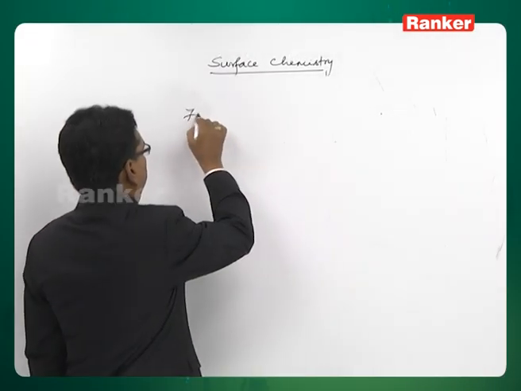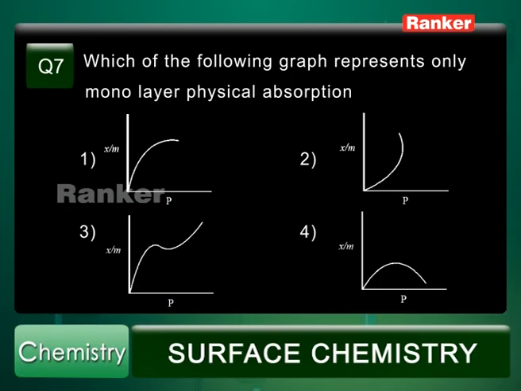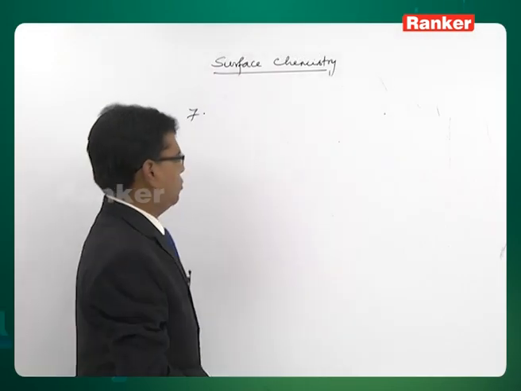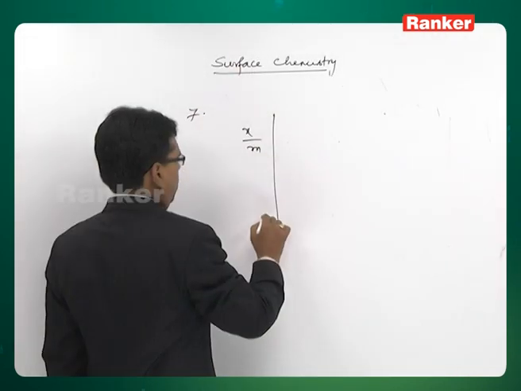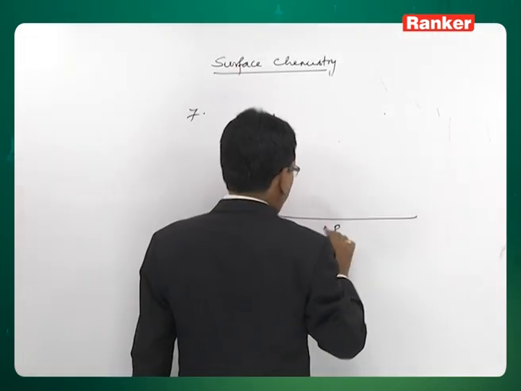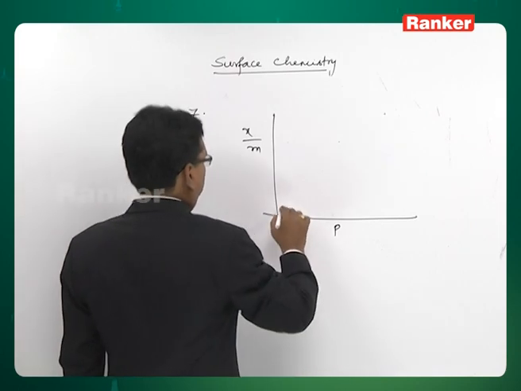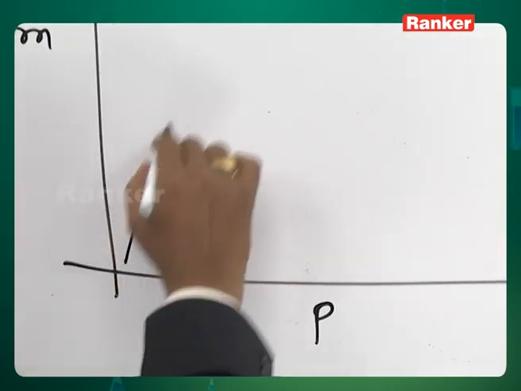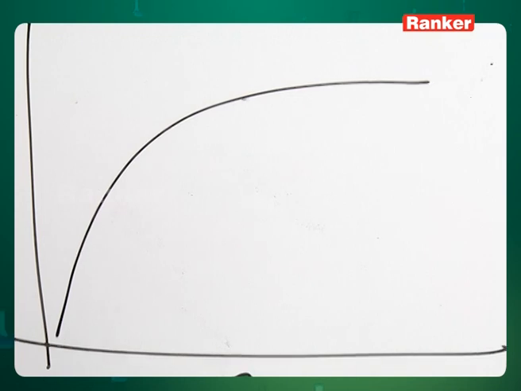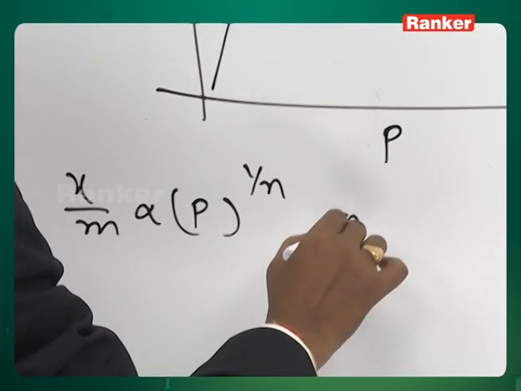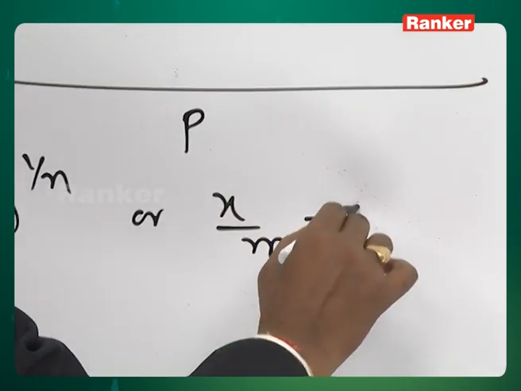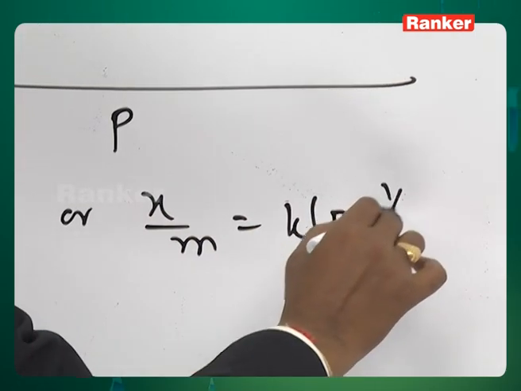Let us move on to question number 7. Which of the following graphs represents only monolayer physical adsorption? The monolayer physical adsorption is the Freundlich adsorption isotherm. If you take x by m versus P and draw a graph, you will get a curve like this, where x by m is proportional to P power 1 by n, or x by m is equal to K into P power 1 by n.